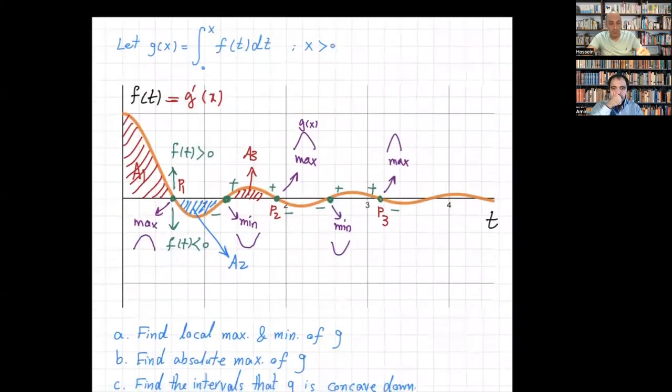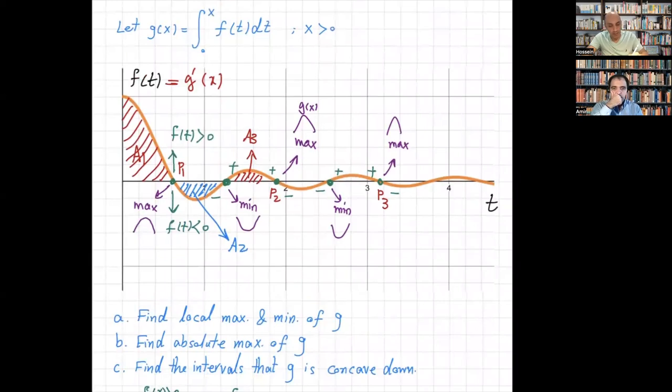And then moving to the third point right here, I have to also calculate two more areas. One is here, which is A4, and another one is here. I'm going to call it A5.